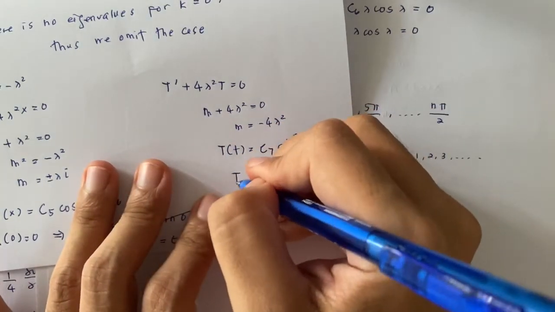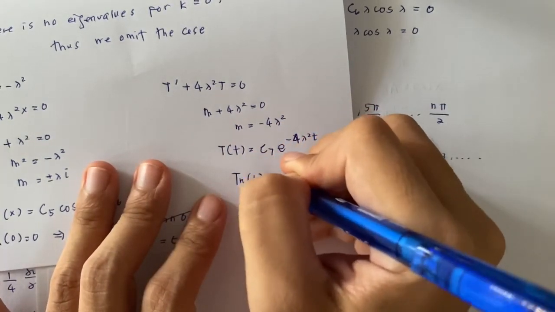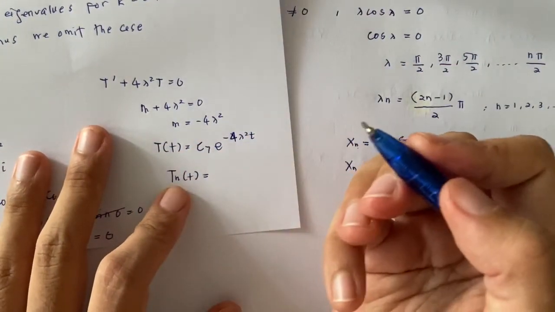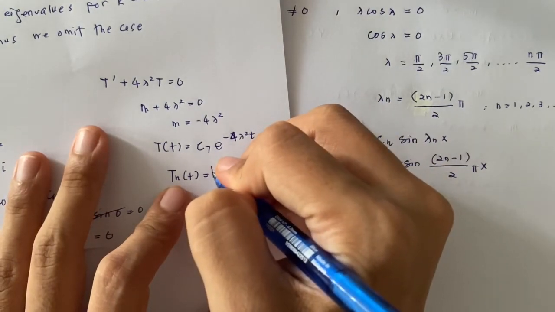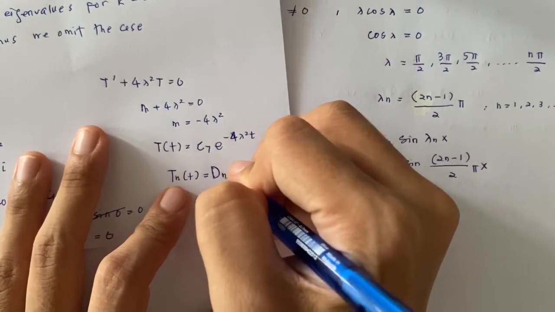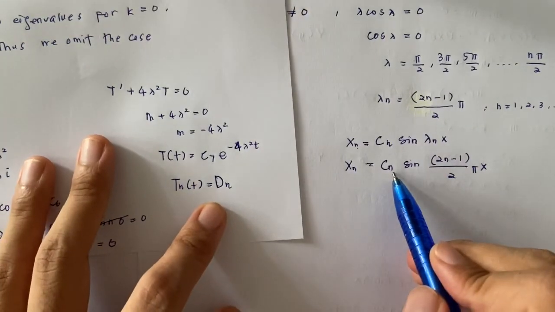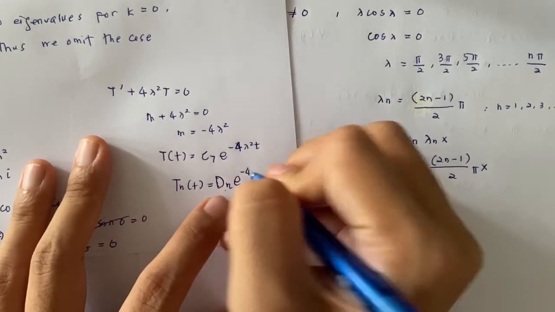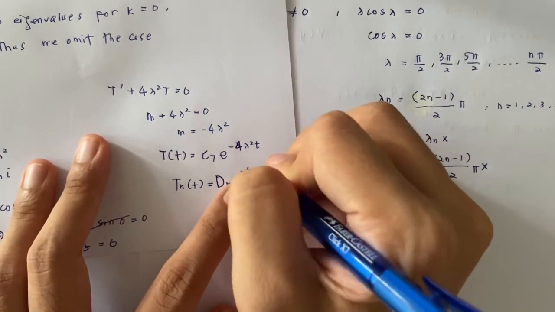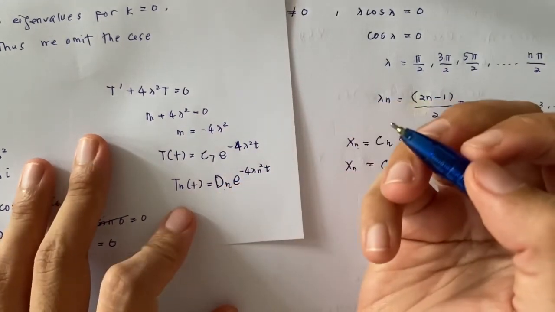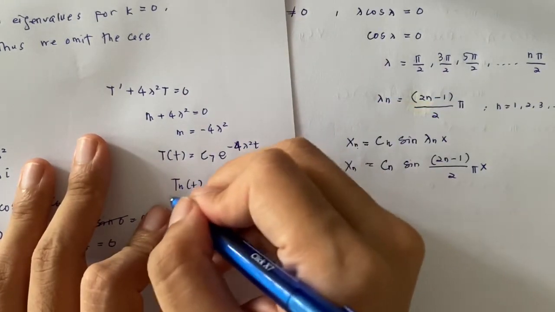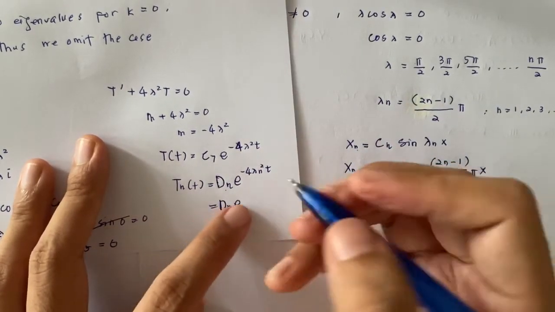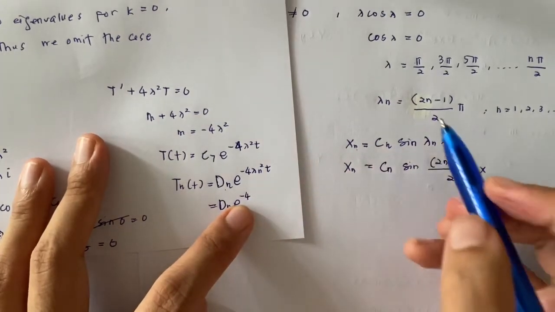So write your general t. T is equal to, instead of c7, let's say we use Bn or Dn. We have xn, we use Cn. So this one, let's say we use Dn. So exponent minus 4, and then this is lambda n square t. Okay, we want to write this t in general. So this is Dn exponent minus 4, our lambda n is equal to this.